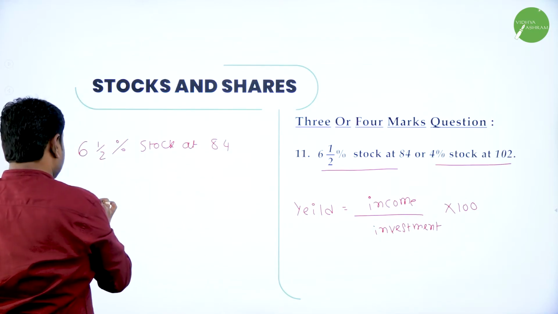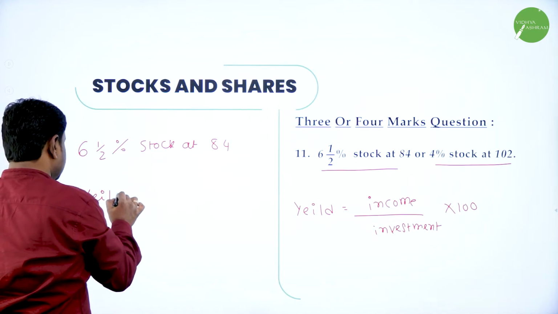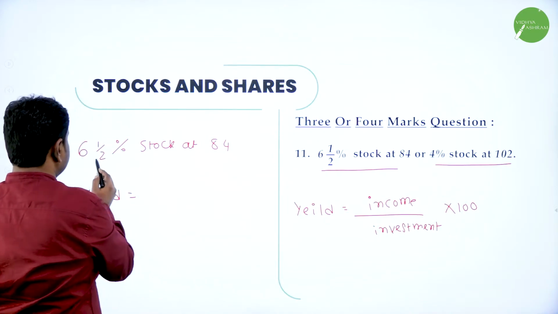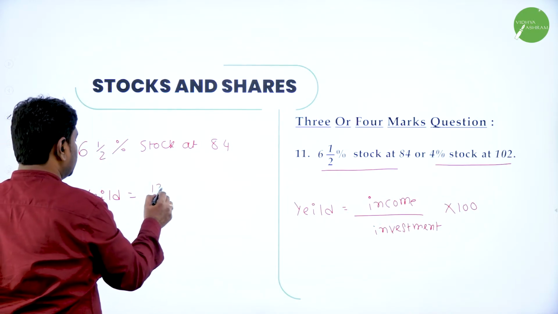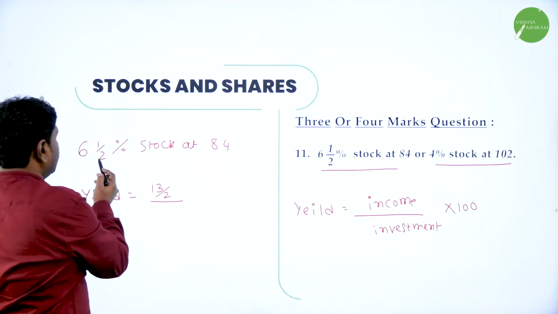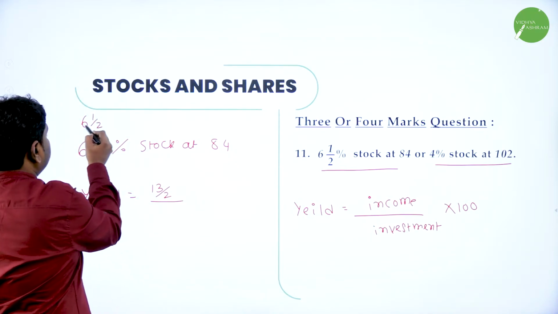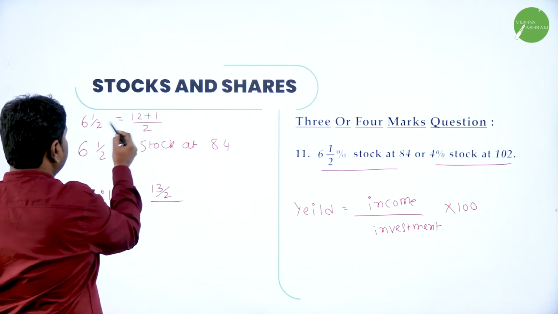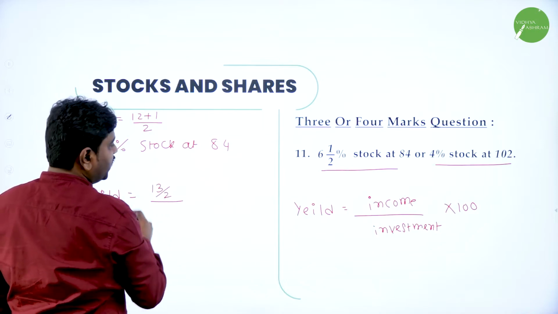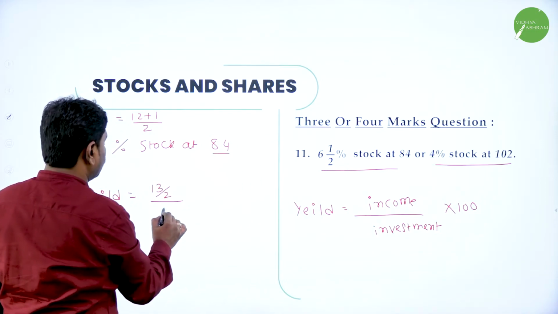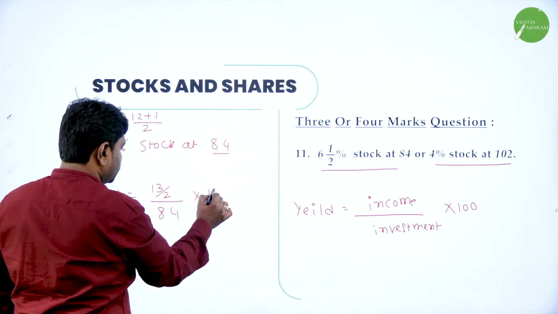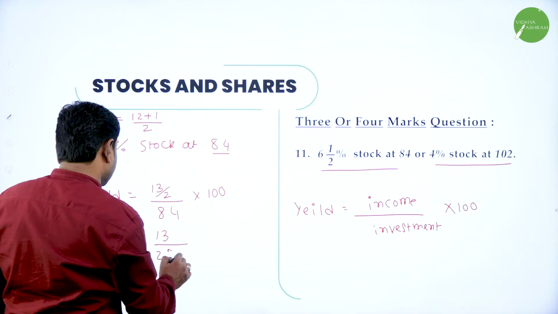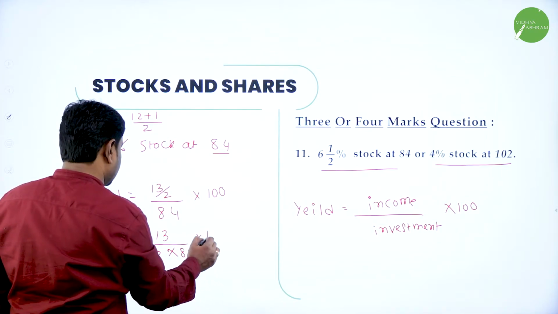Now we'll calculate yield. Yield is equal to income by investment. What is the income? 6 1/2: 6 twos are 12, 12 plus 1 is 13, so 13/2. I'm converting the mixed fraction into an improper fraction. 6 1/2 can be written as 13/2. This is your income, by investment. You are investing 84 rupees, and if I want yield in percentage, I should multiply by 100. So 13 divided by 2 into 84 into 100.